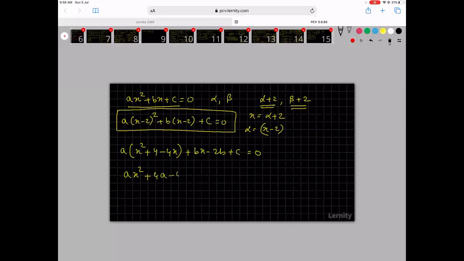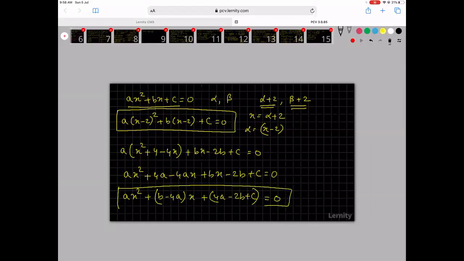Plus 4a minus 4ax plus bx minus 2b plus c is equal to 0. So now I can rearrange: ax square plus b minus 4a x plus 4a minus 2b plus c is equal to 0. So this is the quadratic equation whose roots will be alpha plus 2 and beta plus 2.